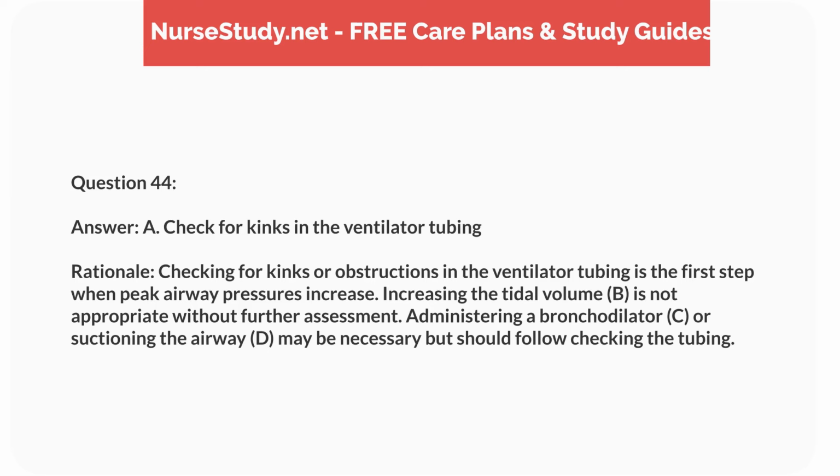Rationale: checking for kinks or obstructions in the ventilator tubing is the first step when peak airway pressures increase. Increasing the tidal volume, B, is not appropriate without further assessment. Administering a bronchodilator, C, or suctioning the airway, D, may be necessary but should follow checking the tubing.